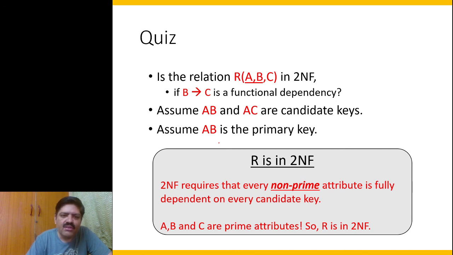Why? Because we don't have any non-prime attribute in this relation. Since AB and AC are candidate keys, every attribute A, B, and C are prime attributes. So there are no non-prime attributes, so there is no question of partial dependency here.